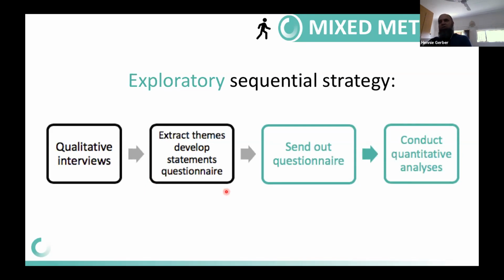Then the next step after this is finished, you send out the questionnaire, and then you do your statistical analysis. But in this case, you need to do construct validation first on the quantitative side. So that's the exploratory sequential strategy. You don't have a questionnaire here for the quantitative, so you start with the qualitative.